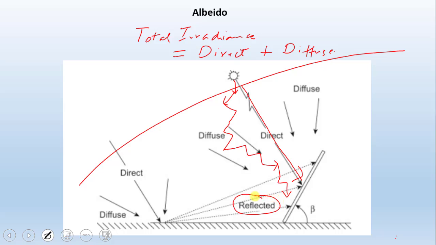So the second part is the diffuse part of the irradiance, and the third part is the reflected part. And what is the reflected part? Some of the rays get reflected from the surface and move towards the surface of the PV module. So any adjoining surfaces which receive the sun rays will reflect them, and some part of these rays shall move towards the front area or the surface of the PV module. So we have the reflected part, which is called albedo.